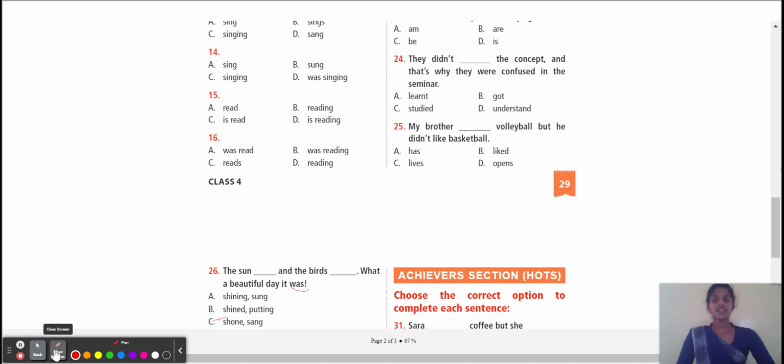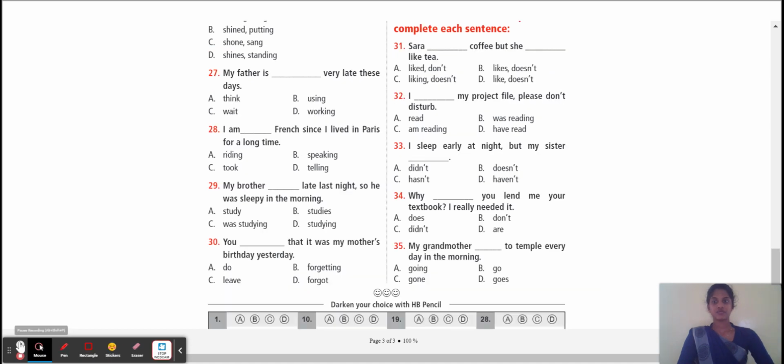Next one, 27. My father is dash very late these days. You should see that this is the present tense, so it should be placed as a continuous. If it is continuous, you should place walking as the correct answer.